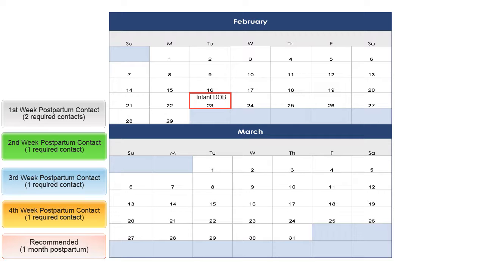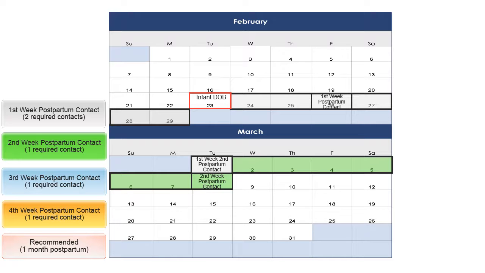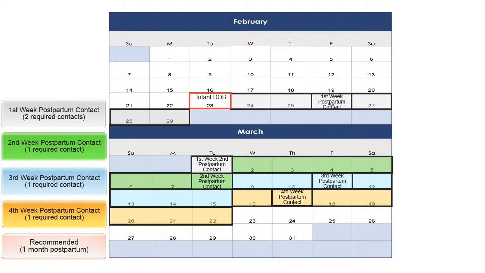First week postpartum contacts occurred on February 26th and March 1st, highlighted in gray. The second week postpartum contact occurred on March 8th, which is highlighted in green. The third week postpartum contact occurred on March 11th, which is highlighted in blue. The 4th week postpartum contact occurred on March 17th, which is highlighted in pastel orange. A recommended contact was made 1 month post-delivery on March 31st, which is highlighted in red.